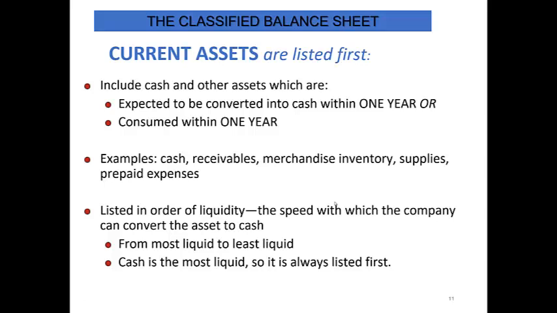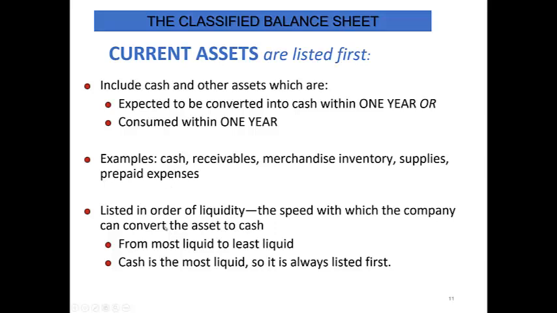Okay, last is the classified balance sheet, and remember, it's called a classified balance sheet because we are classifying our assets and liabilities as either current or long-term. So current assets are always listed first, and that includes cash and other assets that are expected to be converted into cash within 1 year, or either consumed within 1 year. Okay, and then examples of that are cash, accounts receivable, inventory, supplies, and prepaid expenses.